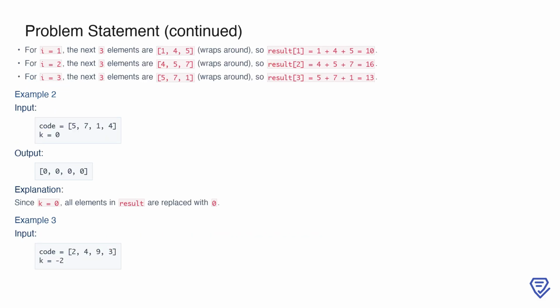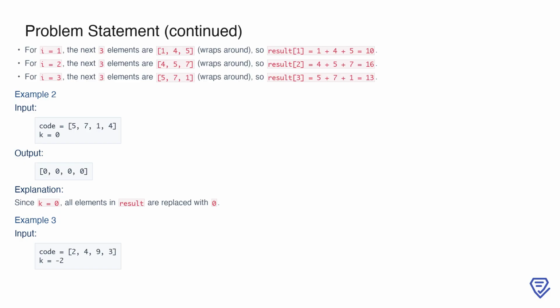For the same example, when i equals 1, the next three elements are 1, 4, 5. Notice here that the sum wraps around the array, so after reaching the end of the array, we continue from the beginning. Adding these values gives result 1 as 1 plus 4 plus 5, which equals 10. Similarly, for i equals 2, the next three elements are 4, 5, 7, and their sum equals 16. Finally, for i equals 3, the next three elements are 5, 7, 1, and their sum equals 13. This gives the final output of 12, 10, 16, 13.